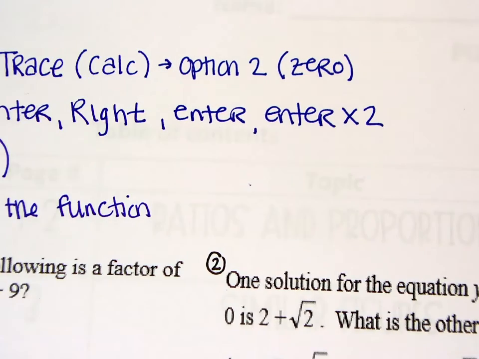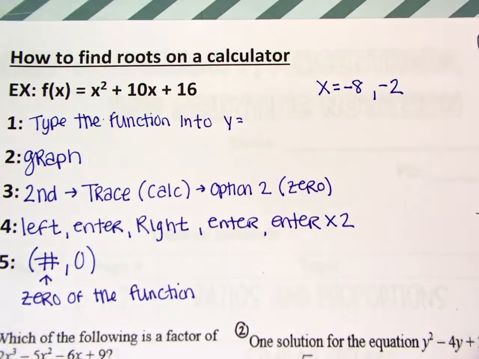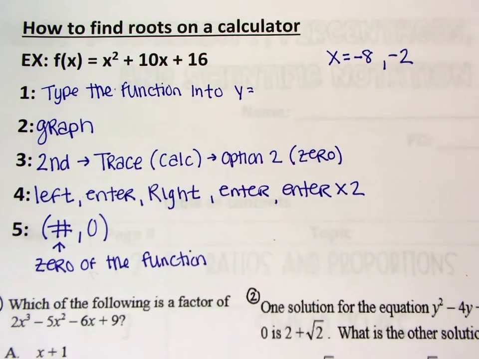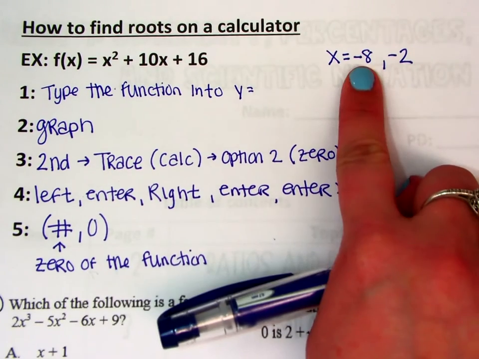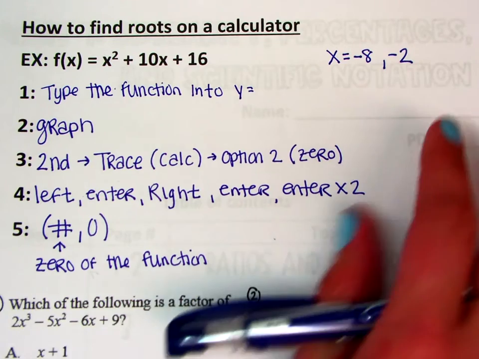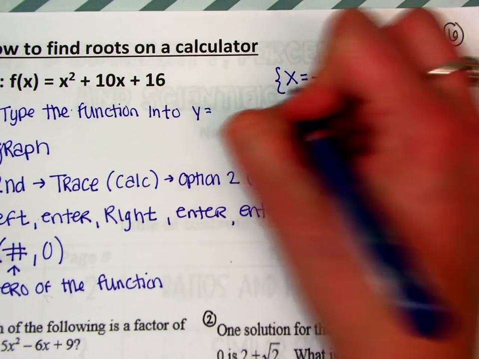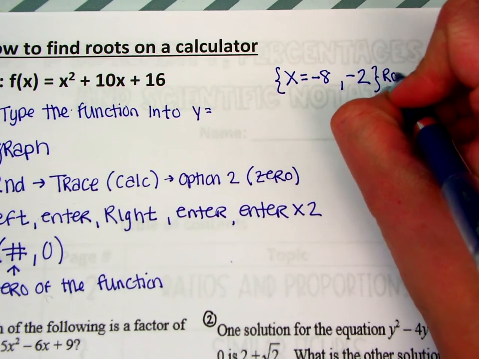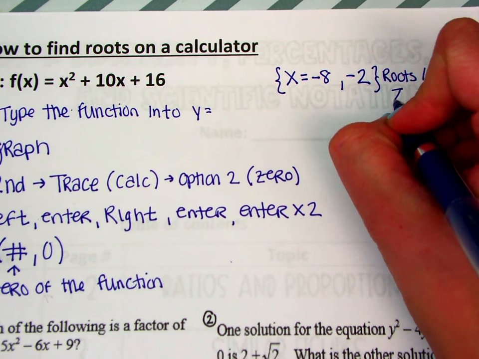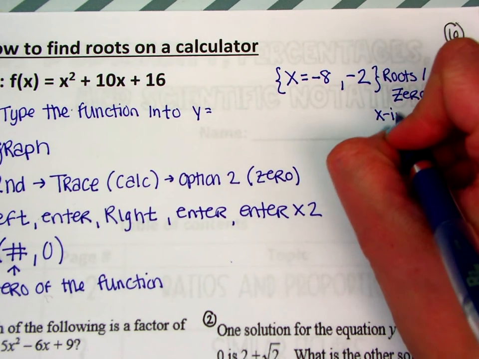All right, so whenever you are working with functions and finding the roots, it's going to give you the answer like -8, -2. These are called roots. So when it says what are the roots or the zeros, that's what these are. Roots, zeros, they're also called x-intercepts.